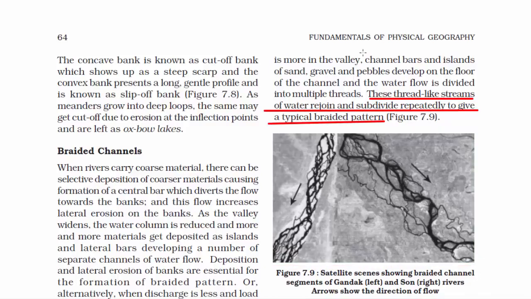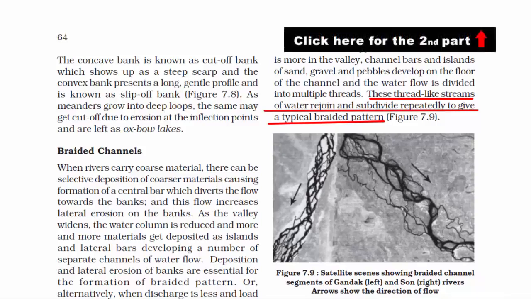So these were the 5 types of depositional landforms that exist due to running water. This chapter continues in the second video, so please take a break and get back to that.